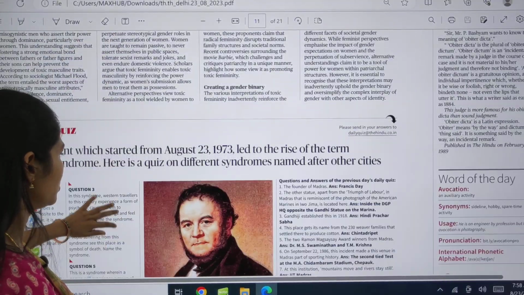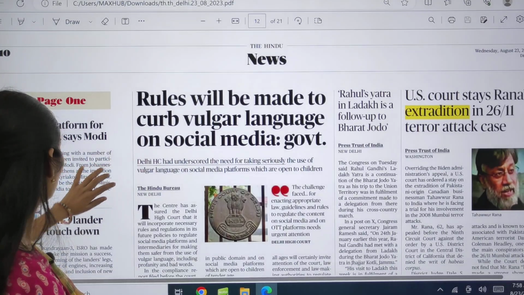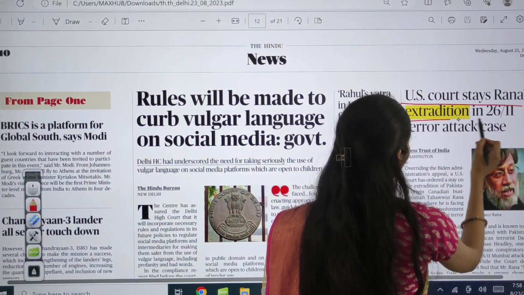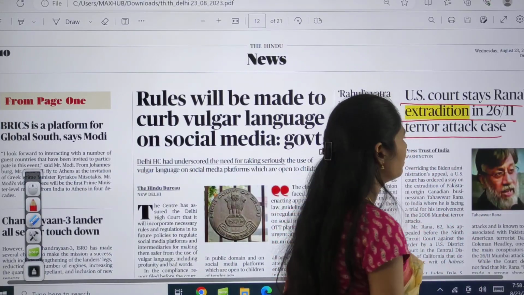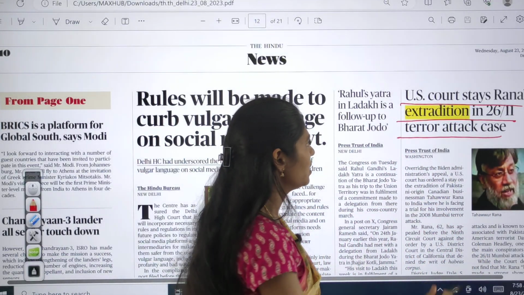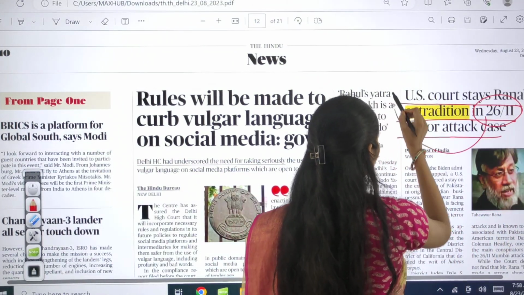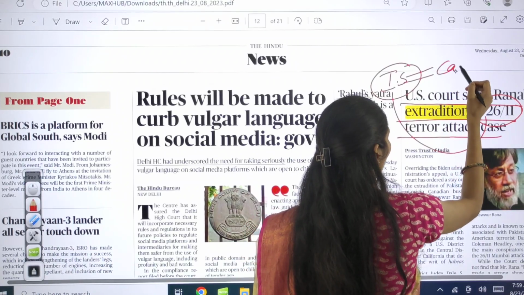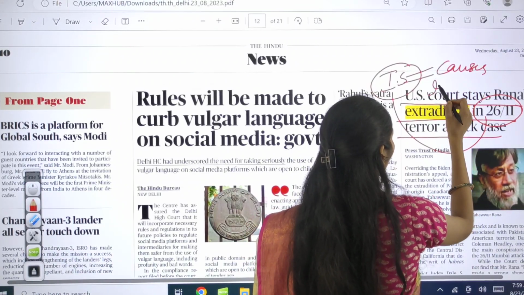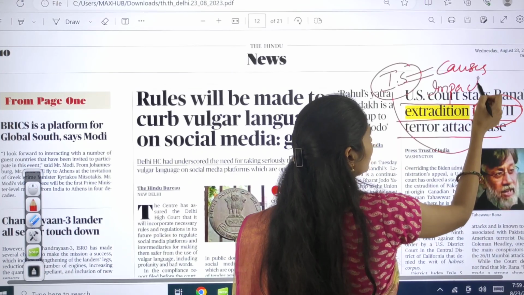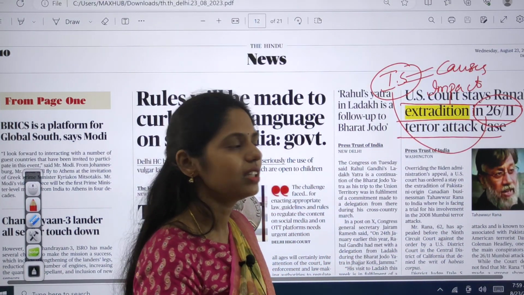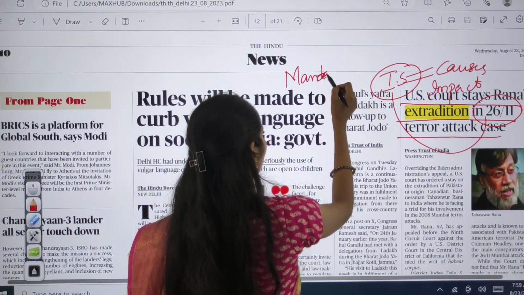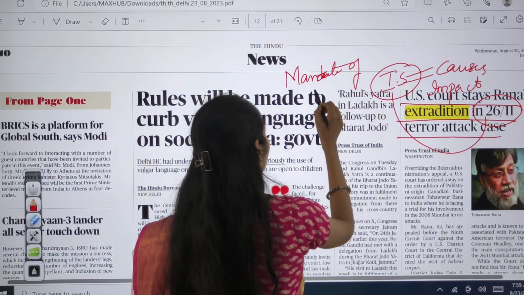And if you move on to this news page, here you can see this article, that is US court stays Rana's extradition in 26/11 terror attack. So this 26/11 terror attack is important from an internal security point of view. There you have to see what are the causes of this attack, and what is the impact. And here you have to even think about what is the mandate of police forces.